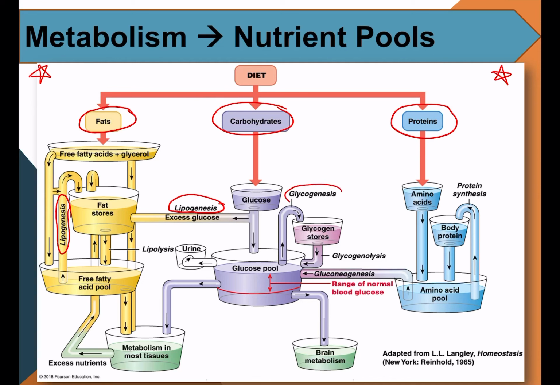Make sure you can try to identify all of these processes as you're going through the lecture, or come back to this diagram after you're done studying this chapter, because this will be a very helpful diagram for you.